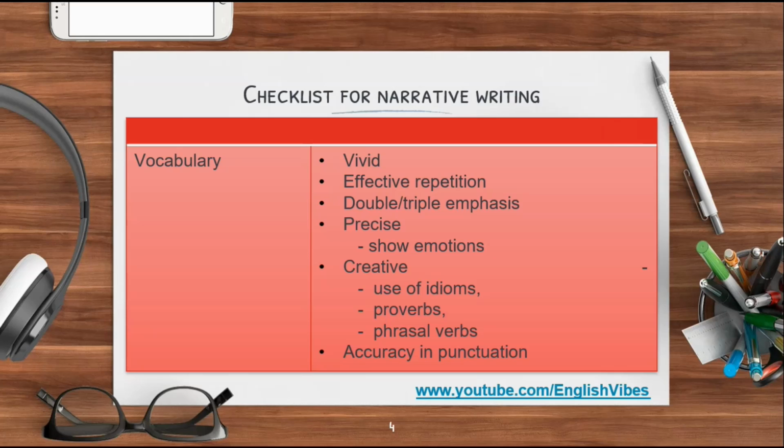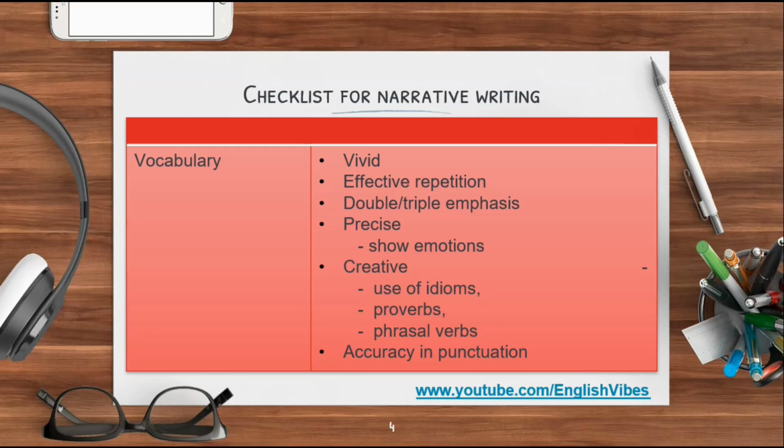Okay, and be precise with your vocabulary. Show some emotions. Be creative in the use of idioms, proverbs, and phrasal verbs. Now, keep in mind that the use of idioms and proverbs does not necessarily make your essay a good essay when you have a lot of idioms and proverbs in your essays.